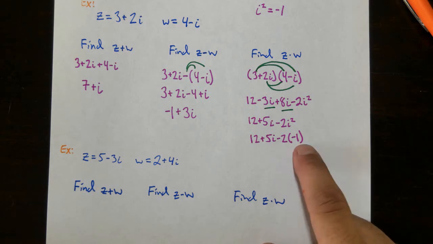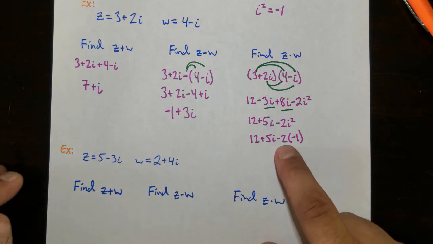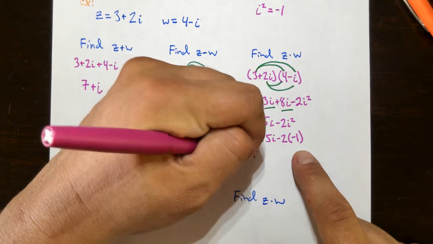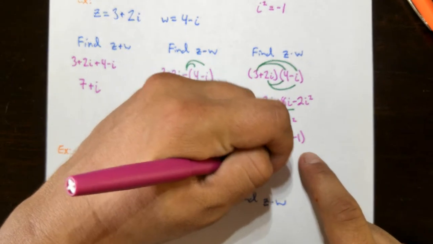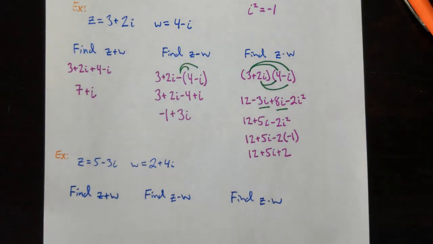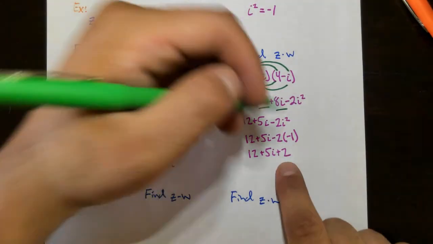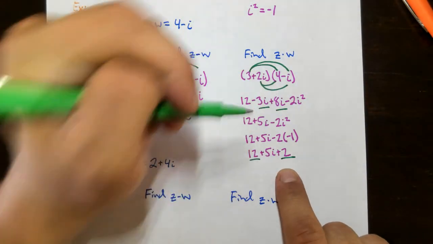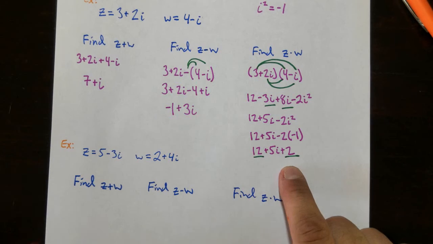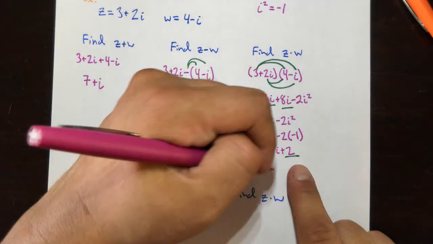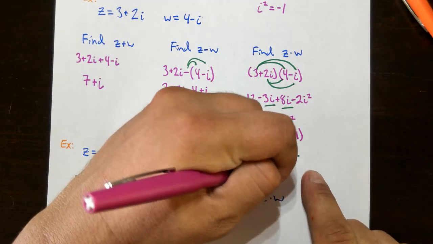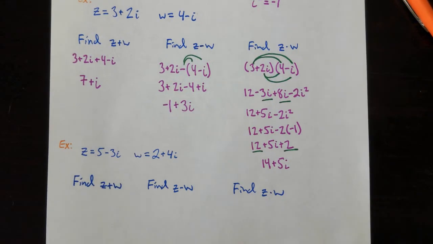Well, that's just going to change the sign because it's times negative 1, so negative 2 times negative 1 is going to become positive 2. And then lastly, that imaginary number, or the imaginary squared, became a real number again, so we can combine the two real numbers. 12 plus 2 is 14, plus 5i. So that is the product of z and w.